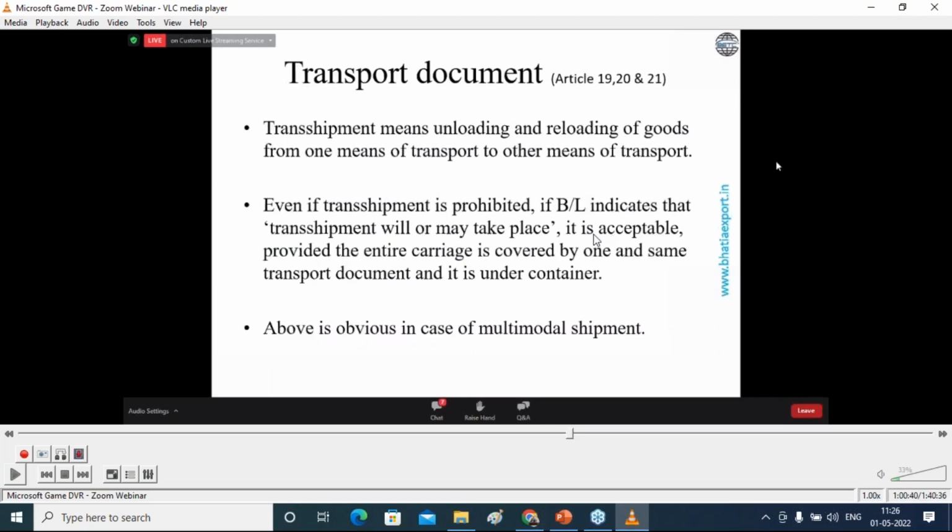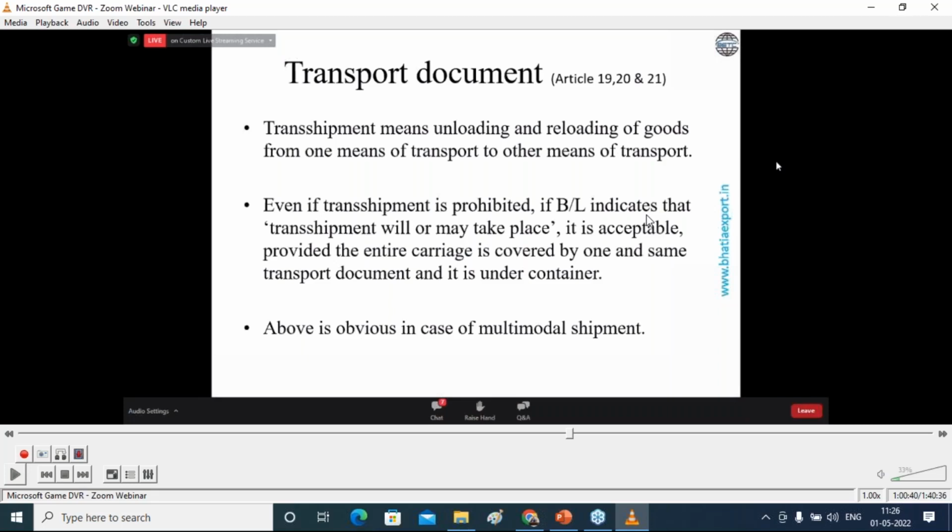Transshipment is also very clearly mentioned. Whether transshipment is allowed or not allowed may be written in the LC. Transshipment means unloading or reloading of the goods from one means of transport to another means of transport. That is called transshipment. For example, at times the goods go to one place, and from there they are put into some other vessel.